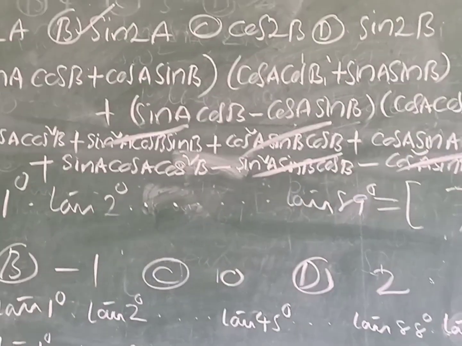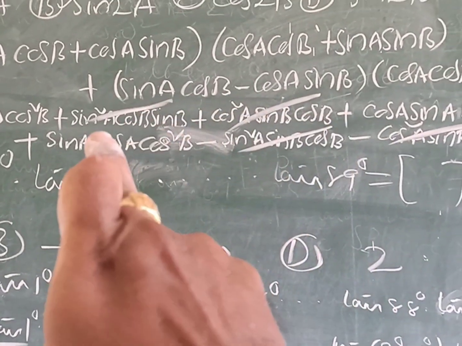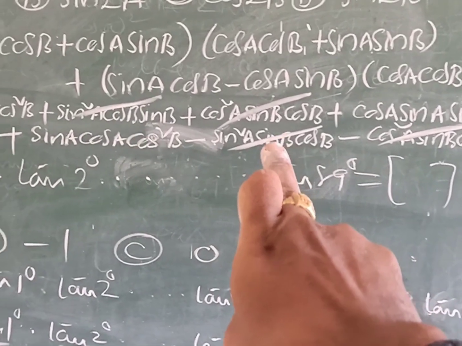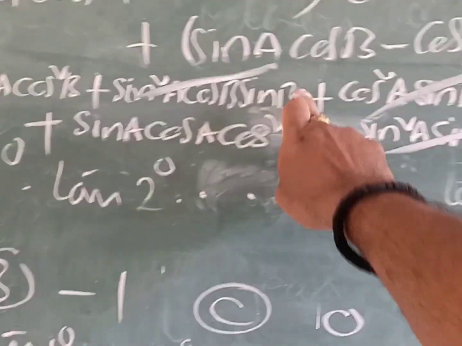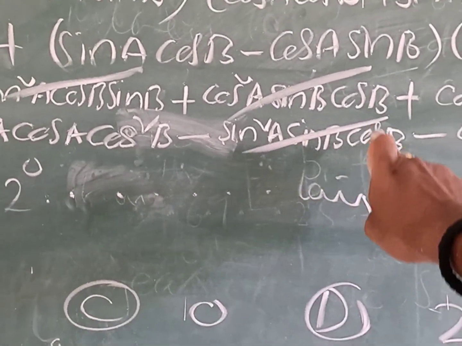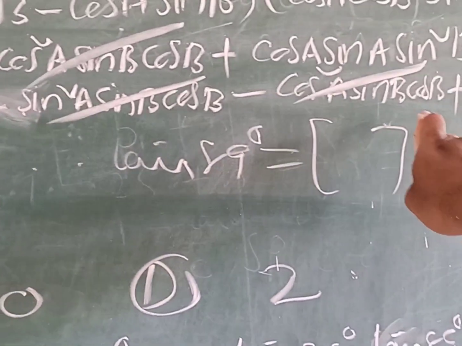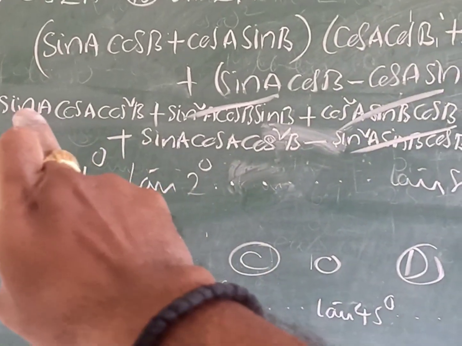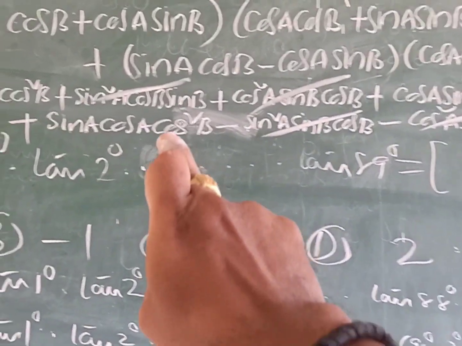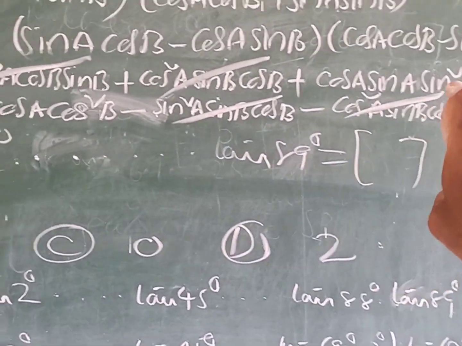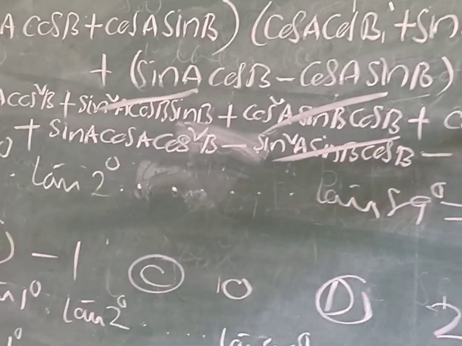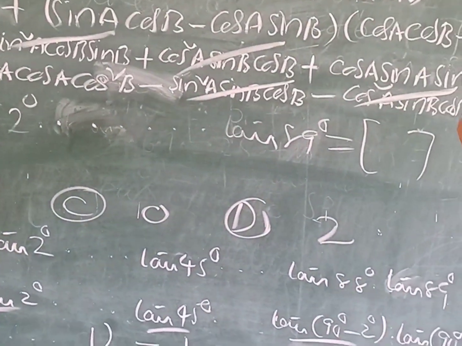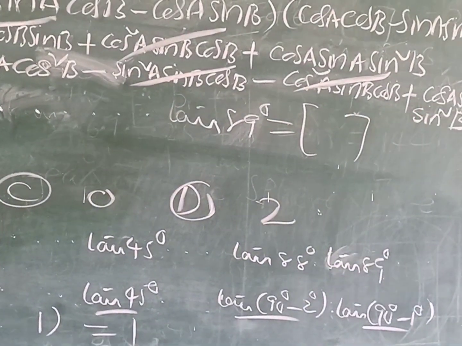On removing the like terms with different signs, sin square A cos B sin B and minus sin square A sin B cos B get cancelled. Similarly, cos square A sin B cos B minus cos square A cos B sin B get cancelled. Therefore, the remaining terms are sin A cos A into cos square B plus sin A cos A into sin square B. By taking sin A cos A common in these two, sin A cos A into (cos square B plus sin square B).